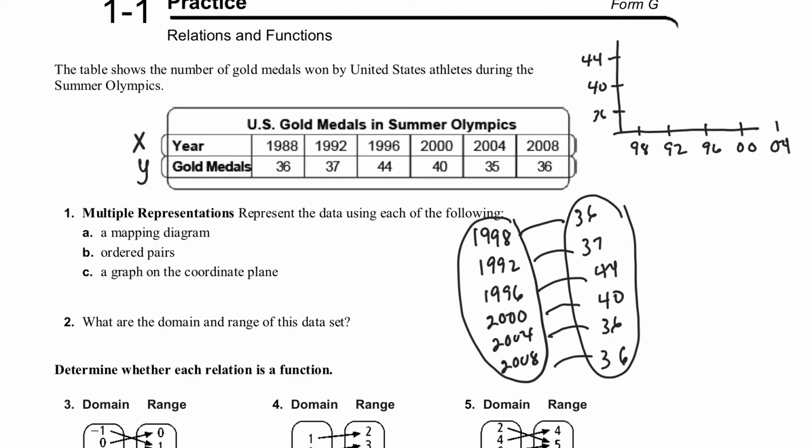I'm sorry, this is 88, so it's 36, so we'll say this is 36. 92 is 37, so we'll say that's 37. 96 was 44. 2000 is 40. 04 is 35. And of course, 36 is 2008, and I'm going to put it right here.